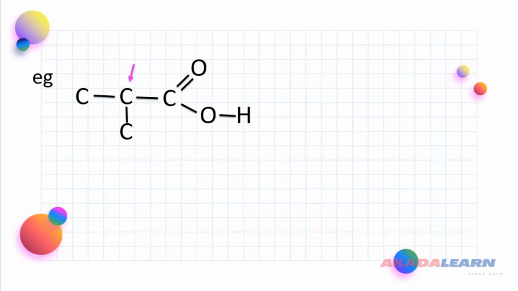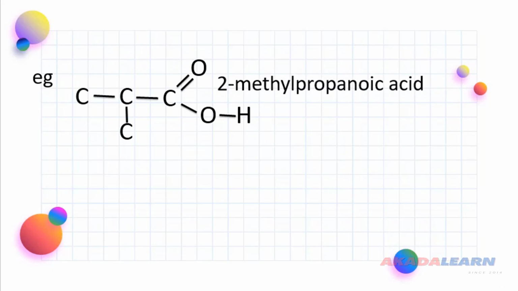Now, that methyl group is attached to carbon 2. Count from your right, where the COOH is. From that first C, you see that the carbon where the methyl group is attached is on carbon 2. So, if we're going to call the name of this compound, we're going to call it 2-methyl propanoic acid. Propanoic acid because it has three carbon chain as the longest carbon atom chain, and 2-methyl because the methyl group is attached to carbon 2.